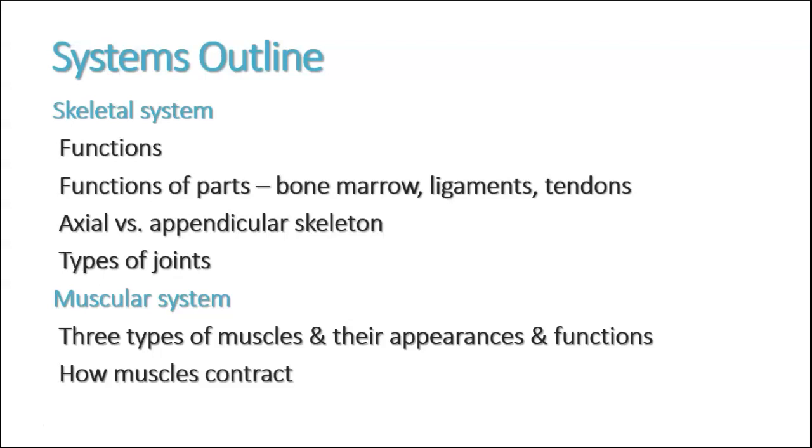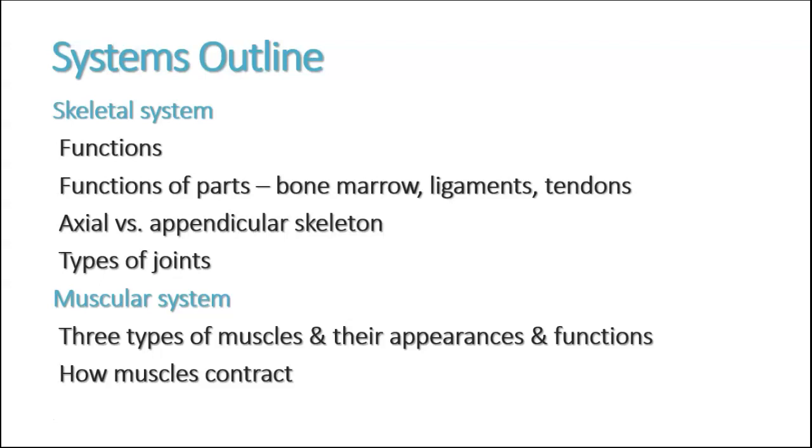You need to understand the difference between the axial versus the appendicular skeleton. The axial skeleton, remember, is the skull and the spine, and the appendicular skeleton is the bones of the arms and legs and how they're attached back to the axial skeleton, which also includes the ribs.